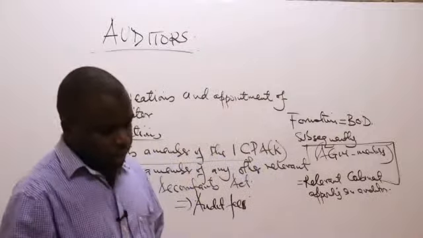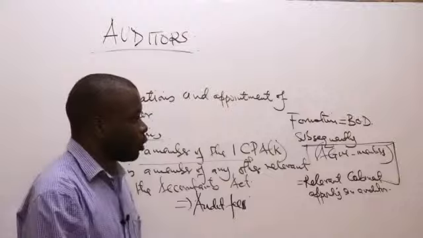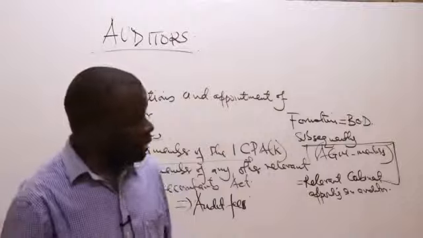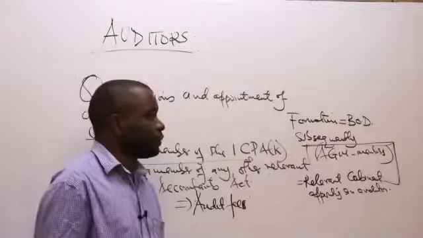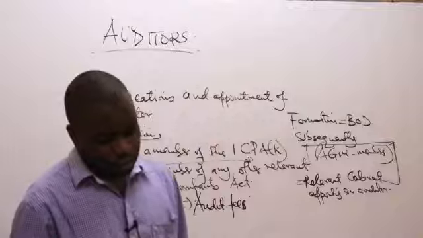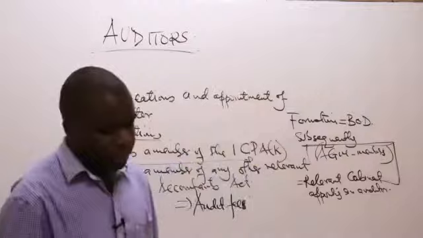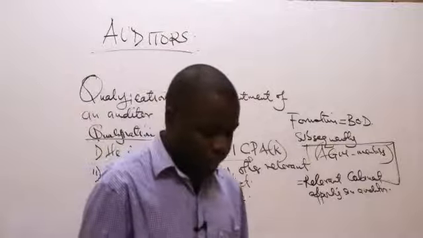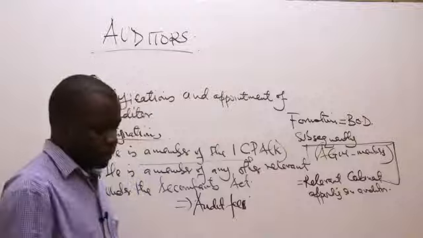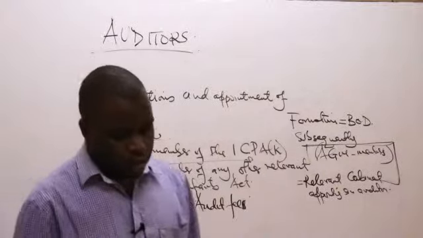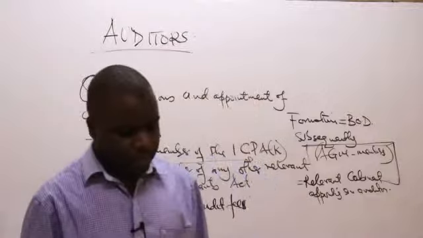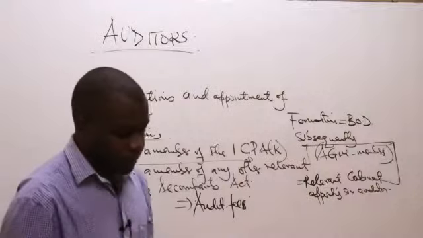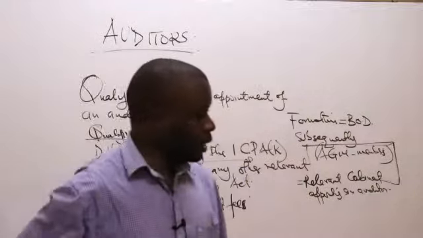Then you can talk about, if the directors fail to appoint the first auditor, the company can make an application to the relevant cabinet secretary to appoint an auditor of the company.